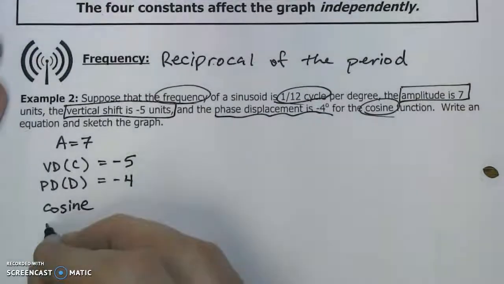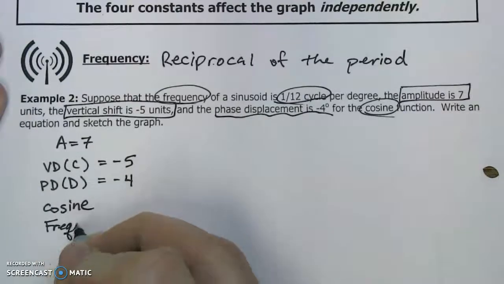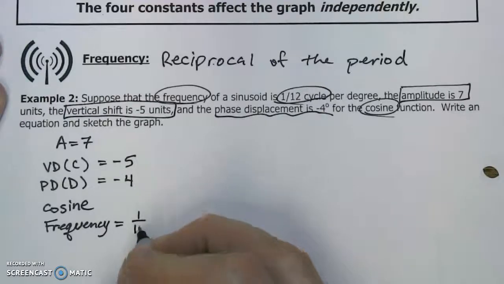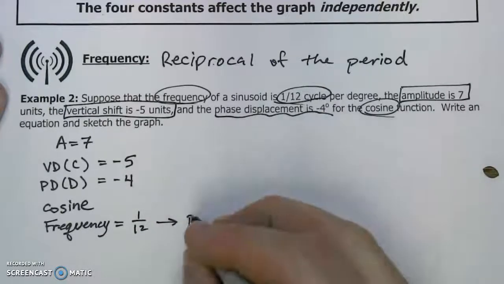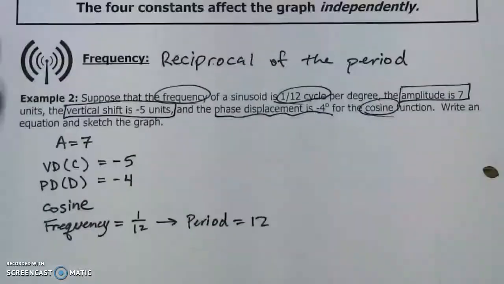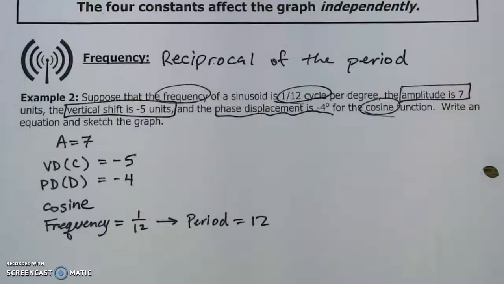We know the frequency, and that is 1/12, which tells me the period will be 12, the reciprocal of 1/12. So with that information, we should be able to write an equation.